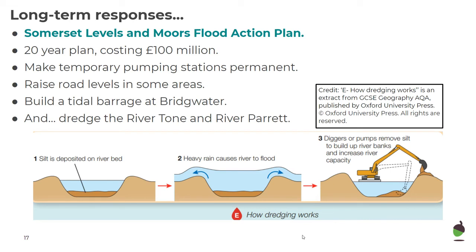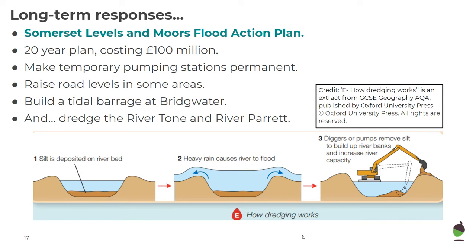There are also plans to raise road levels in some areas. This would mean access routes would not be cut off if a flood occurred. People could still access schools, medical care and jobs, and could be rescued more easily if needed. There's also a plan to build a tidal barrage at Bridgwater across the River Parrett. This would hold back the highest tides, which could reduce the chance of a flood.